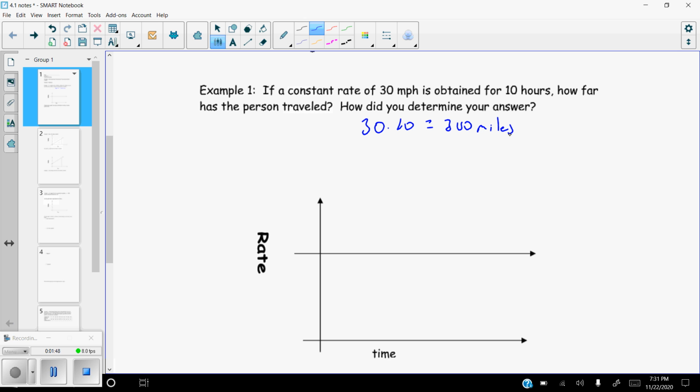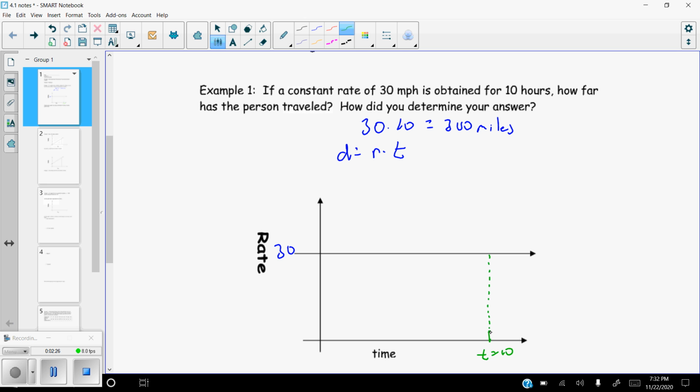And where does that come from? It comes from a really basic scientific unit that distance equals rate times time. Okay, it's probably something that you've heard before. Distance equals rate times time. Okay, so let's take a look at it graphically. If we've traveled 30 miles per hour, we're going to label this as our 30 miles per hour. And we've traveled for 10 hours, so along the x-axis here, we're going to say that this is t equals 10.